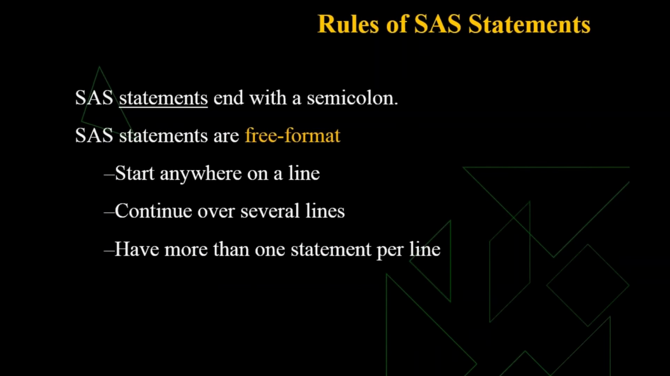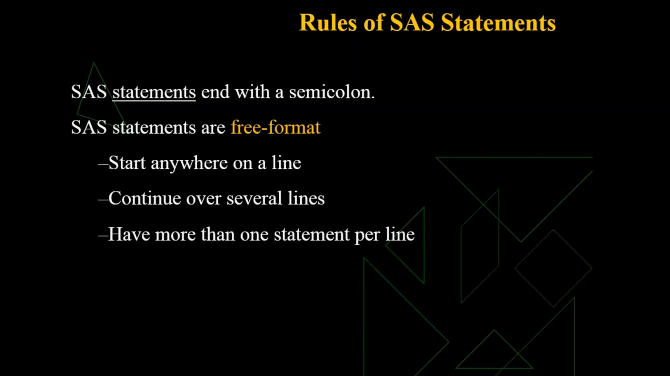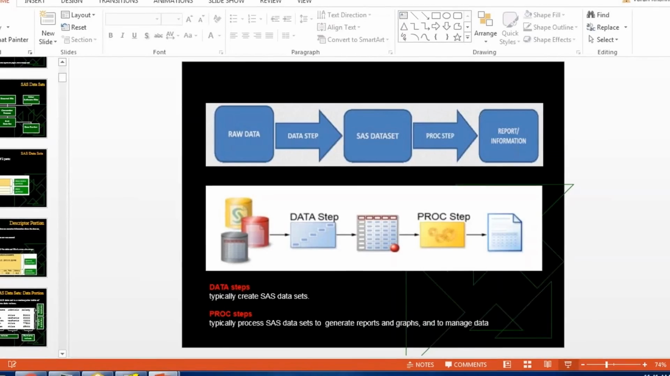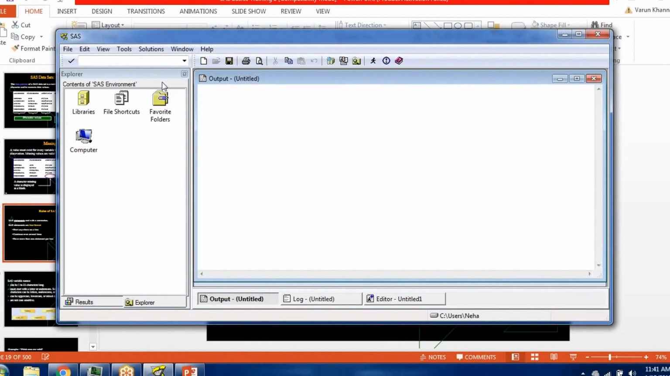Now, rules for the SAS dataset. When we are writing SAS code, always my SAS statement ends with a semicolon. Suppose I write a letter with some sentences in English. What happens in English? All the sentences end with a dot or period sign, right? In the same way in SAS, if I complete any statement, that statement ends with a semicolon. SAS statements are free format. I will show by example what exactly I am trying to say.